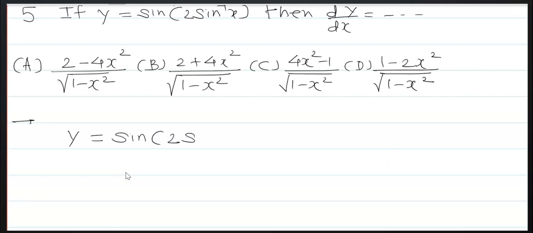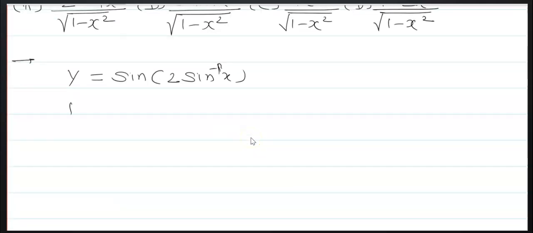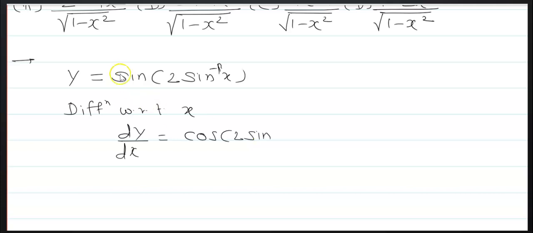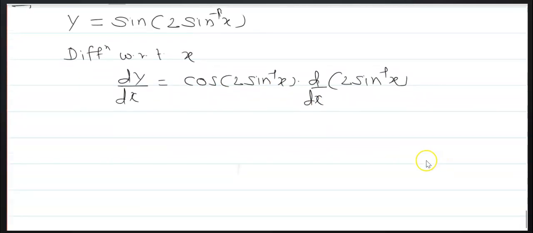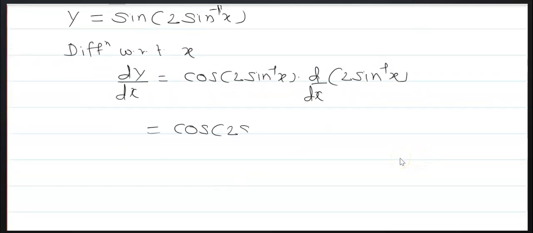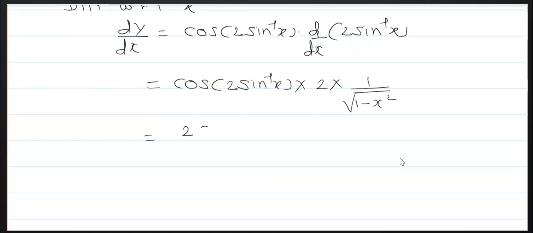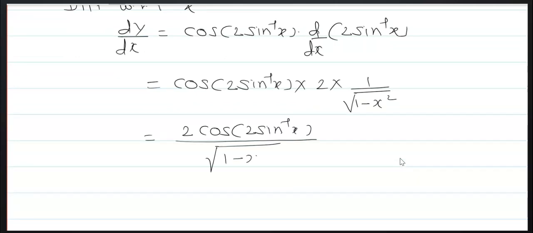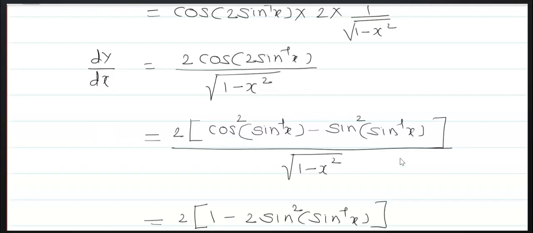y is equal to sine of 2 sine inverse of x. Now differentiate this with respect to x. The derivative of sine is cos of 2 sine inverse of x into d/dx of 2 sine inverse of x. The derivative of sine inverse of x is 1 upon root of 1 minus x square. Therefore, 2 cos of 2 sine inverse of x upon root of 1 minus x square. Therefore dy by dx.